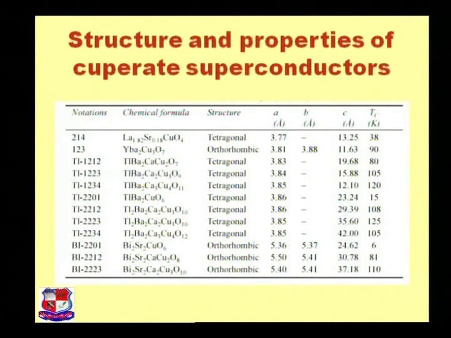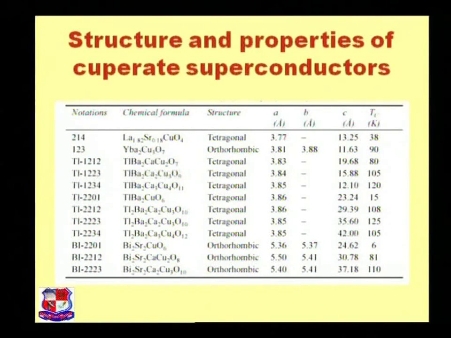Now the next one is the material Bi2212, which means bismuth strontium calcium copper oxide. This chemical formula also has an orthorhombic structure. Its a-axis parameter is 5.50 and b-axis parameter is 5.51, and its c size is 30.78 angstrom. And its critical temperature is 81 Kelvin.